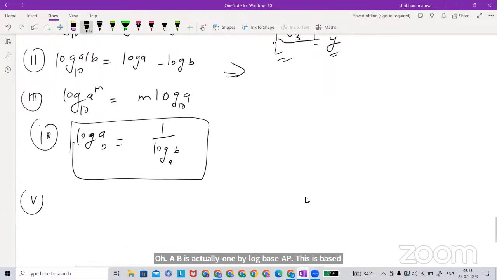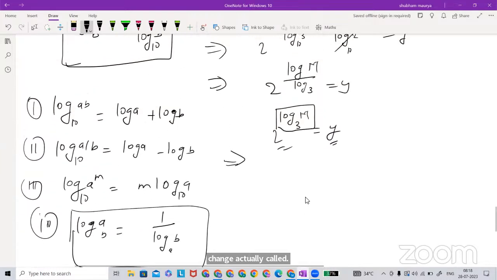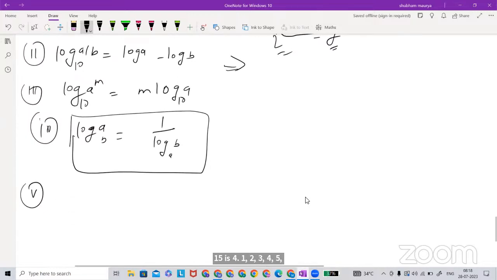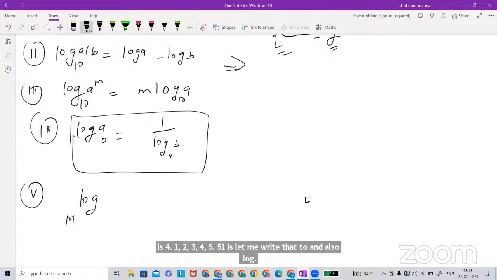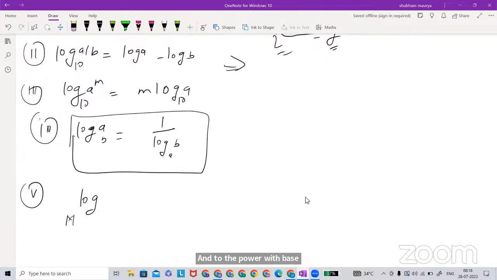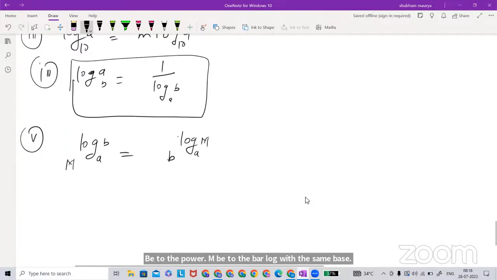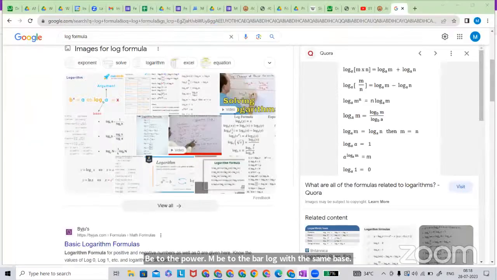Okay, the fifth one is, let me write that one also, m to the power, with base 10 I am saying here. This could be written as b to the power log with the same base of m, and m becomes. Okay. Any other formula I'm missing here? Let me list out here.